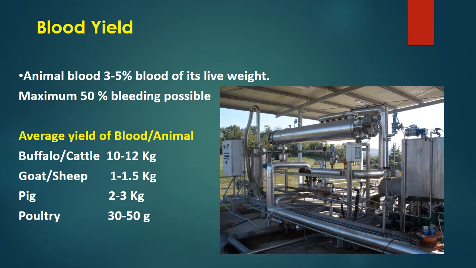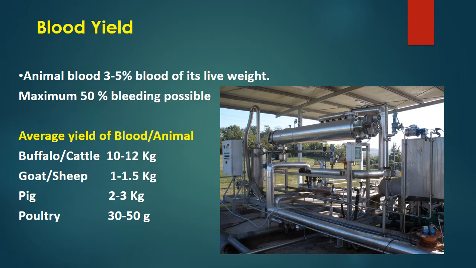Now let us understand the blood yield, or how much blood can be collected during slaughter. On an average, 9 to 11% of blood will be there in the animal body, of which about 3 to 5% of the live weight can be collected. That is about a maximum of 50% of the total blood.